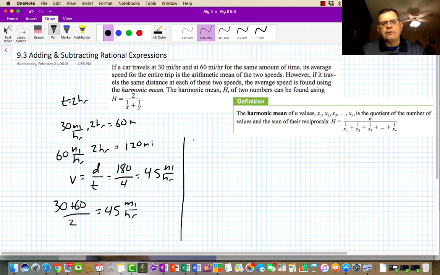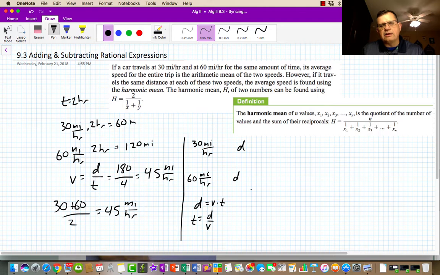Now let's say you travel 30 miles an hour, but for a fixed distance. Let's say you go a distance of d, and you go 60 miles an hour for the same distance d. Remember that distance is equal to velocity times time. So the time it takes you is distance divided by velocity.